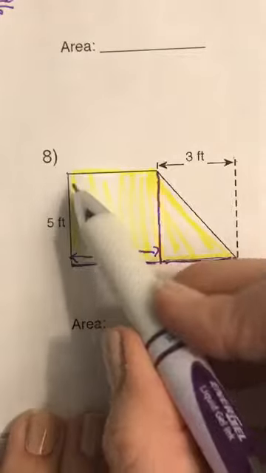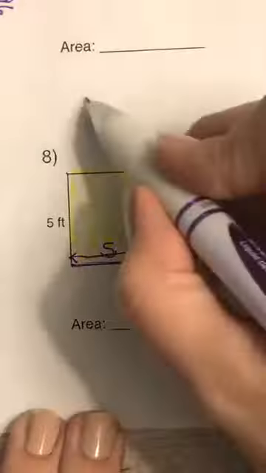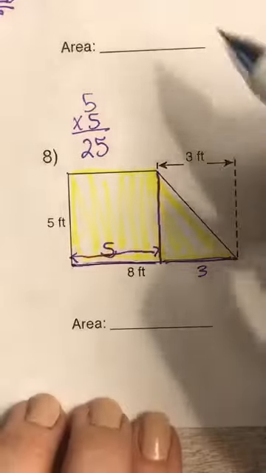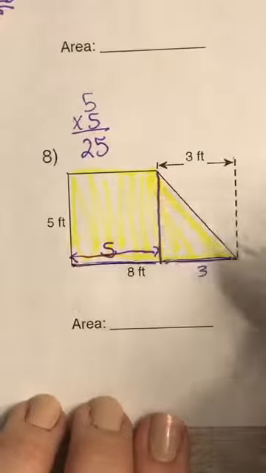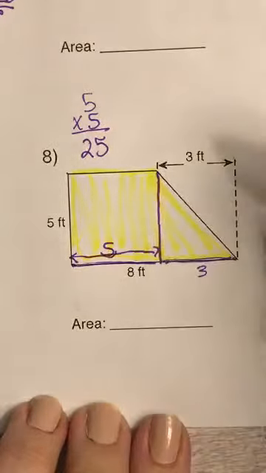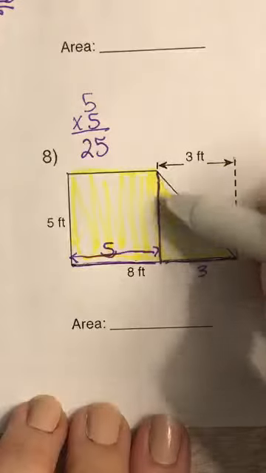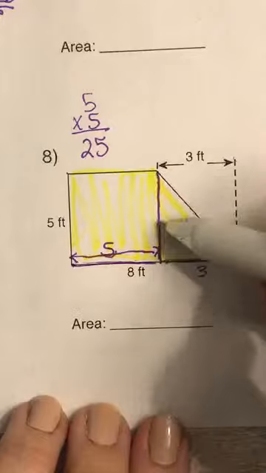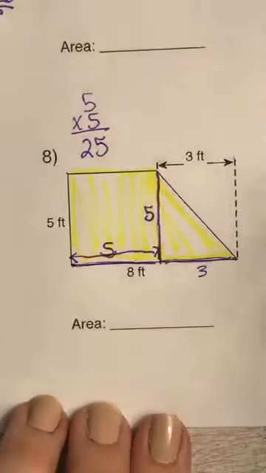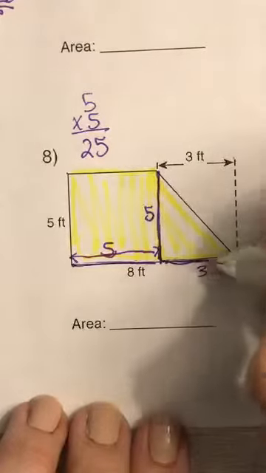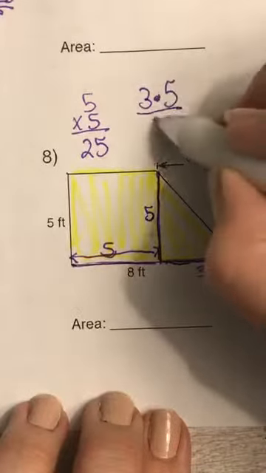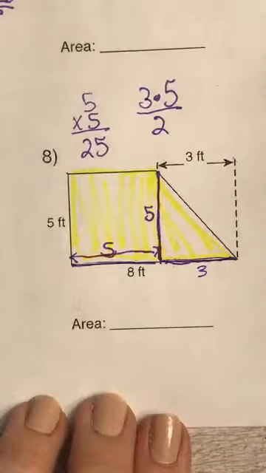Okay? Now we can get the area of this little square. 5 times 5 is 25. To get the area of the triangle, you're going to do base times height and then divide by 2. How tall is this? There's no number here. Oh, it's a square. Look on the other side. It says 5. So that's how tall it is. The base is 3. The height is 5. So we can multiply 3 times 5, then divide by 2. Go ahead and pause your video and do that now.